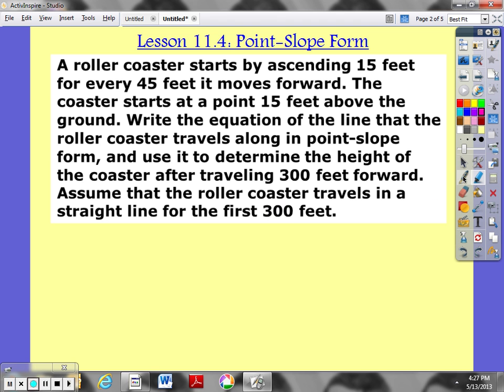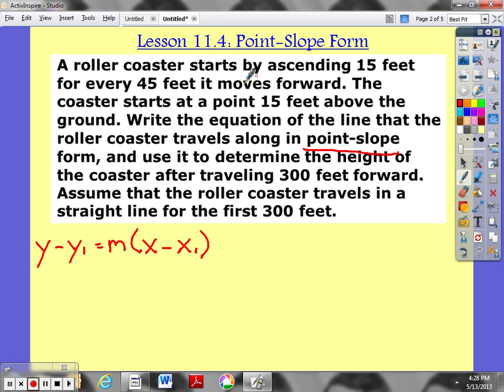Okay, I'm going to first write point slope form because it says to write the equation of the line that the roller coaster travels in point slope form. So I must write that point slope form. Point slope form is y minus y sub 1 is equal to the slope, which is m, open parentheses, x minus x sub 1.